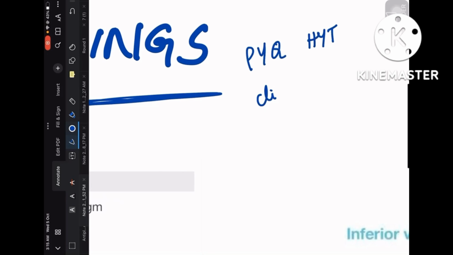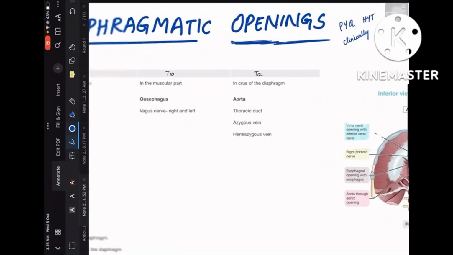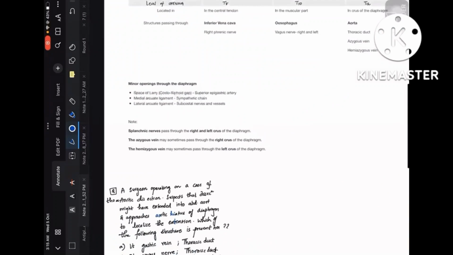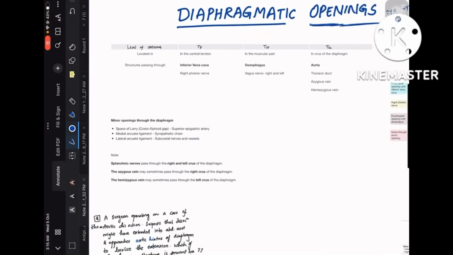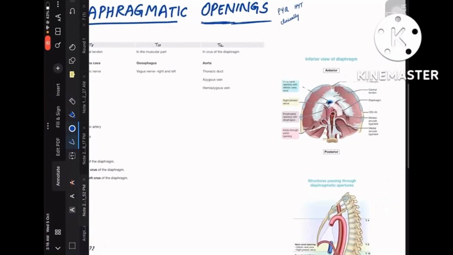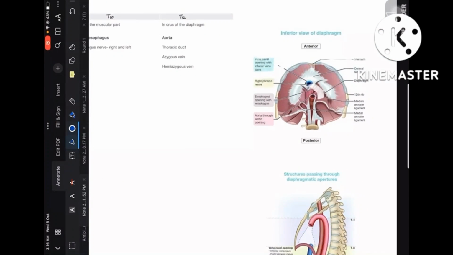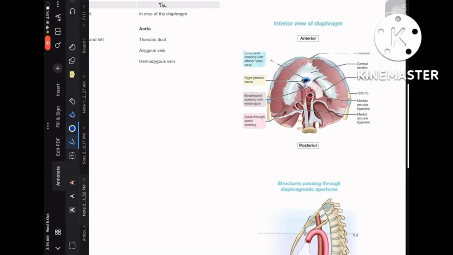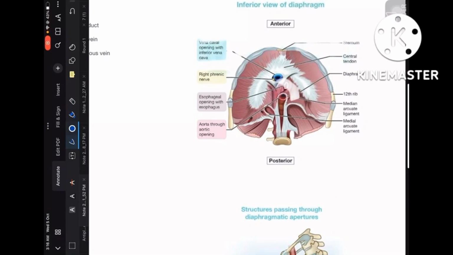It is actually a clinically correlated topic. So I have got you a question also which is clinically oriented. Let us solve that question at the end. Now let us try to understand the openings, their level and the structures that pass through the diaphragm. I'll be teaching this very fast because this is an easy topic and that saves your time too.